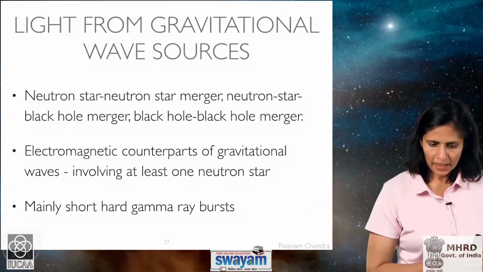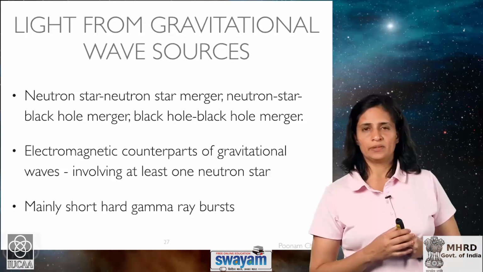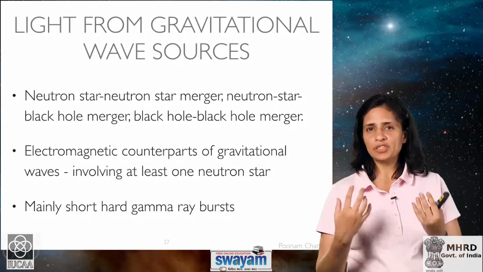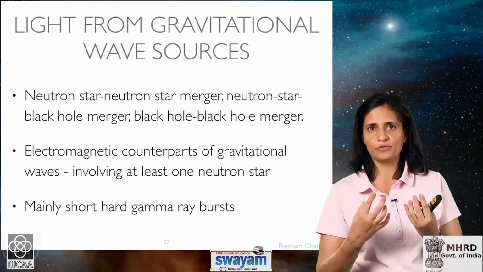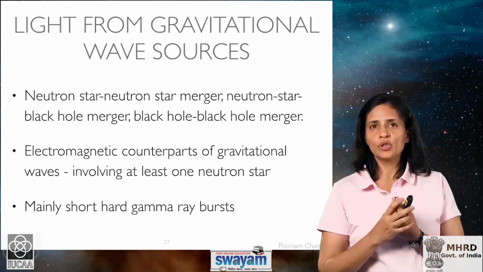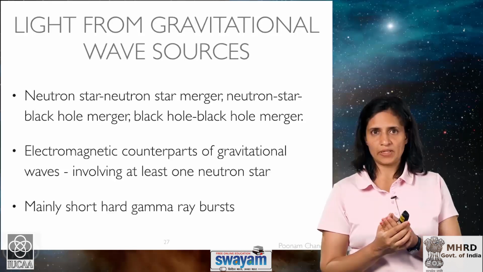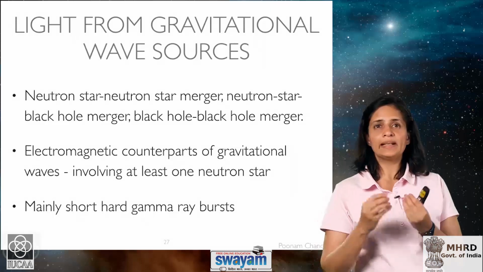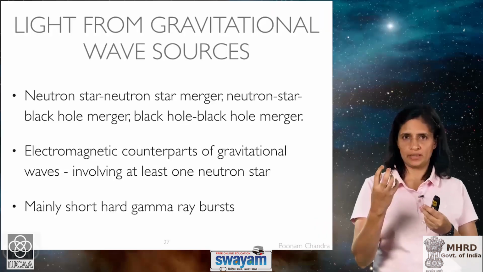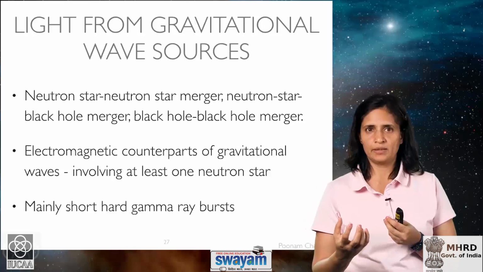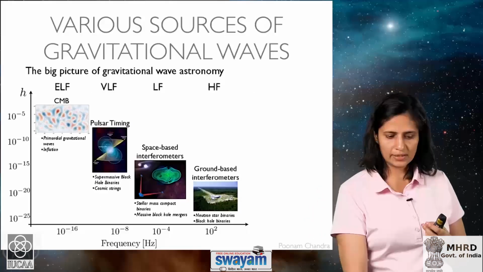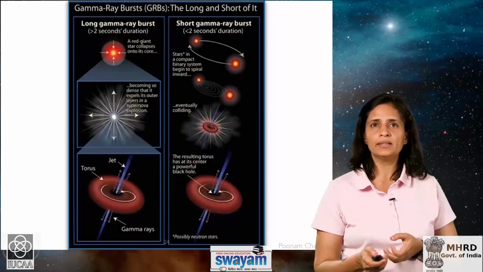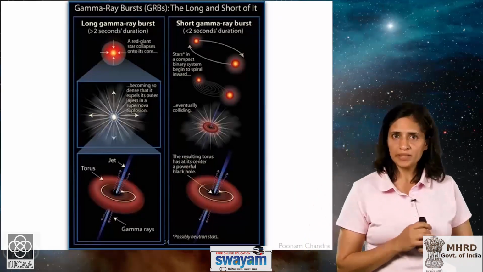Okay. Light from gravitational waves: as a black hole sucks everything in, if gravitational waves are produced from the merger of two black holes, you will not see light from them. You will see light from gravitational waves only if at least one of the compact objects is a neutron star. And if you recall, I told you that two compact objects spiraling in will give rise to short gamma ray bursts.